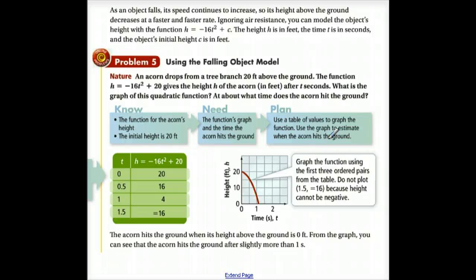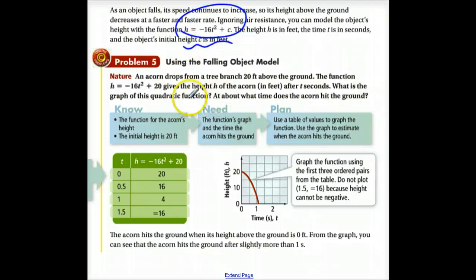All right, our last example with our first lesson of Chapter 9 is the falling object model. So if you were to drop something, over time the speed increases. So the height that something is above the ground, as time progresses, decreases faster and faster. So we're going to use this quadratic function to measure that distance. Height equals -16 times the time squared plus c. c is the object's initial height in feet.